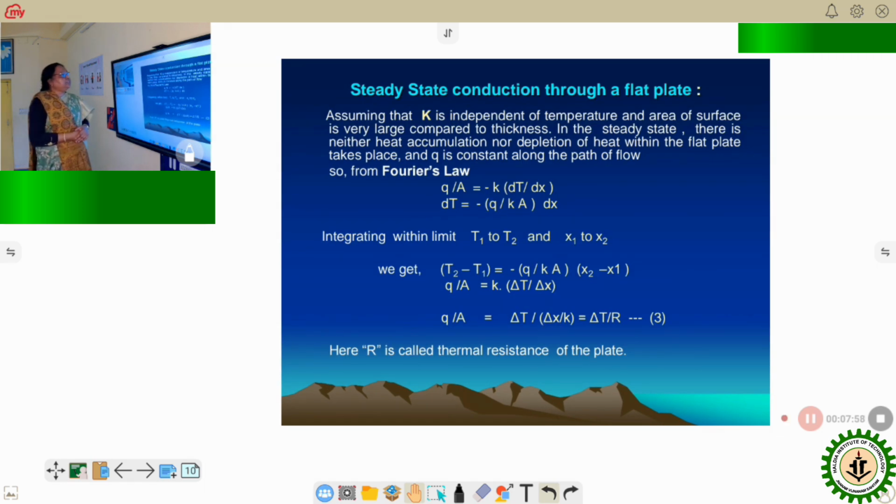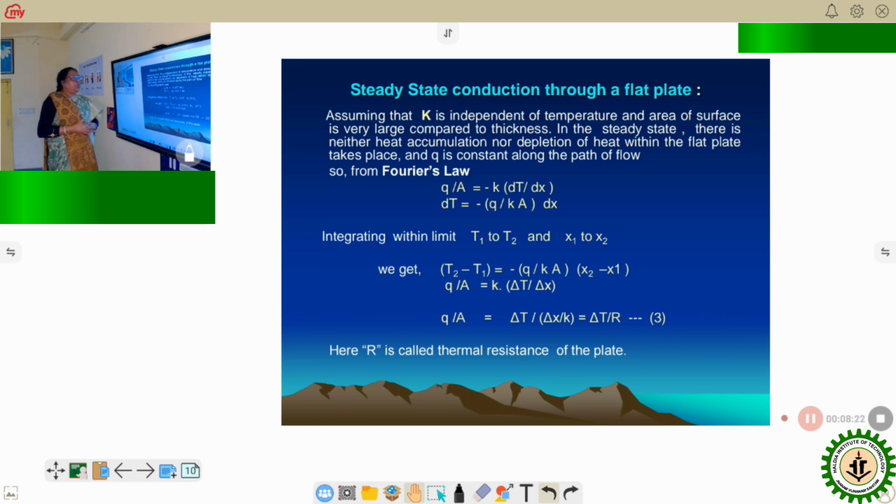Steady state conduction through a flat plate. Assuming that thermal conductivity K is independent of the temperature and the area of the surface is very large compared to thickness. In the steady state, there is neither heat accumulation nor depletion within the flat plate, and Q is constant along the path of flow.